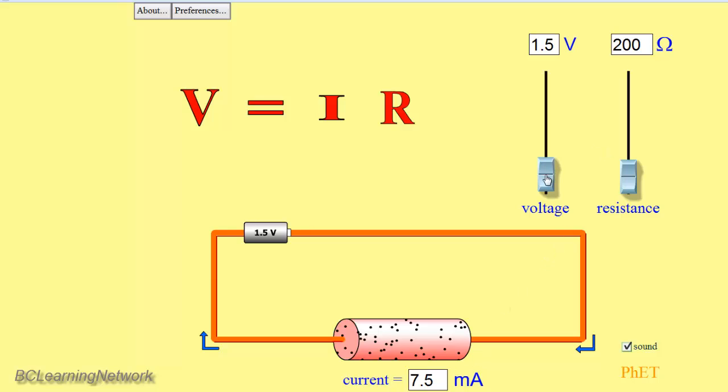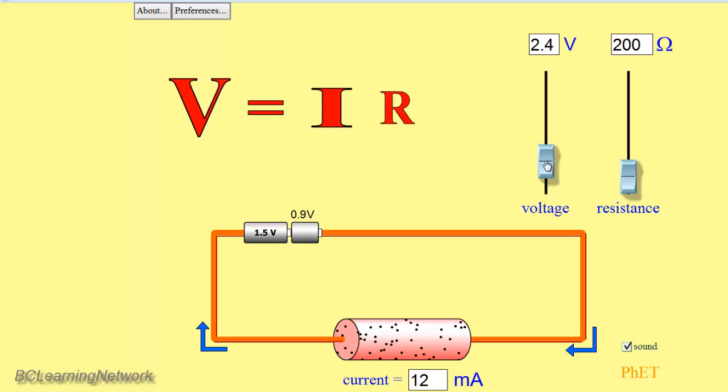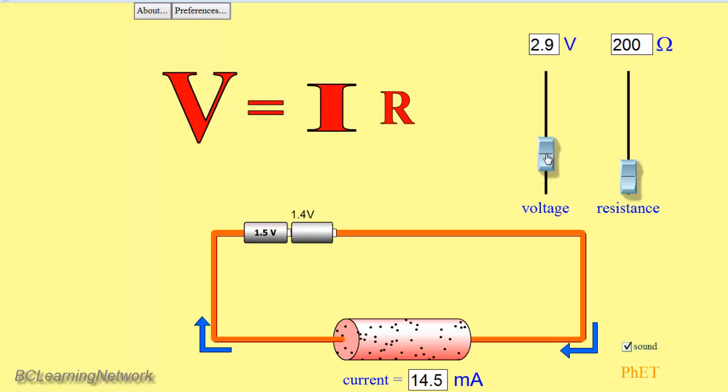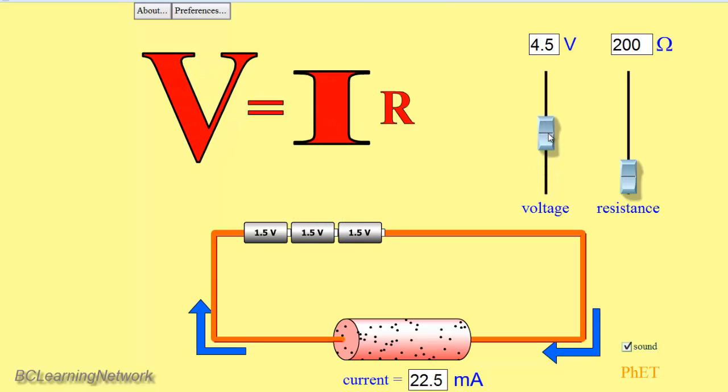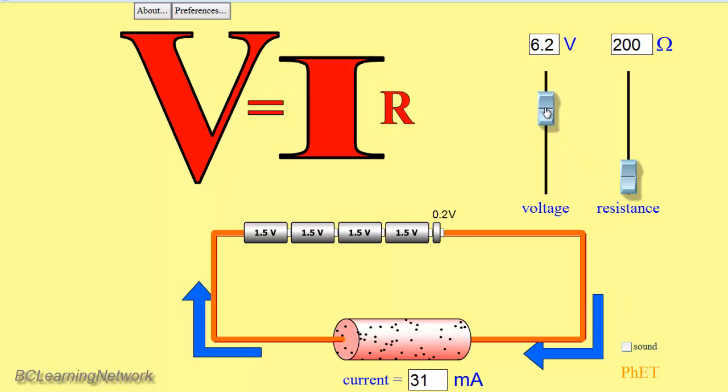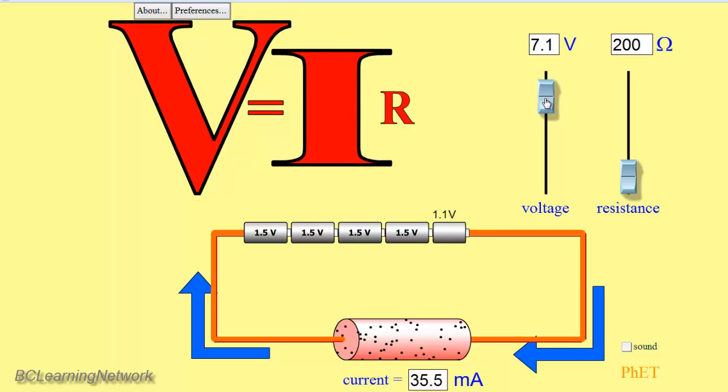Now I can adjust the voltage in the circuit. If you think of voltage as electric pressure, just like on a hose in your garden, if I crank up the pressure, the flow, which is our current, increases. It goes to 15 milliamps. If I keep cranking it up, add another battery, the flow goes to 22.5 milliamps, and so on. I'm going to turn the sound off. So as the voltage, or the electric pressure, goes up, we see immediately that the current increases.